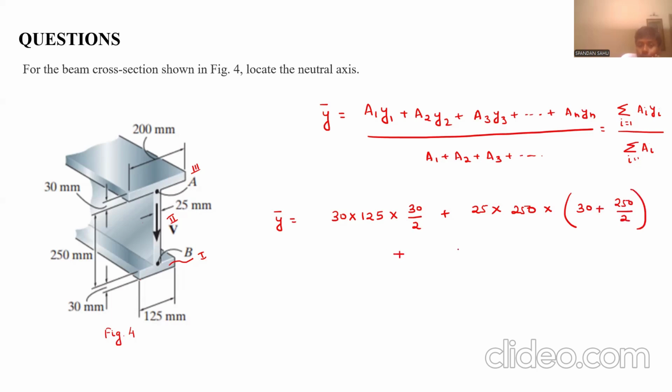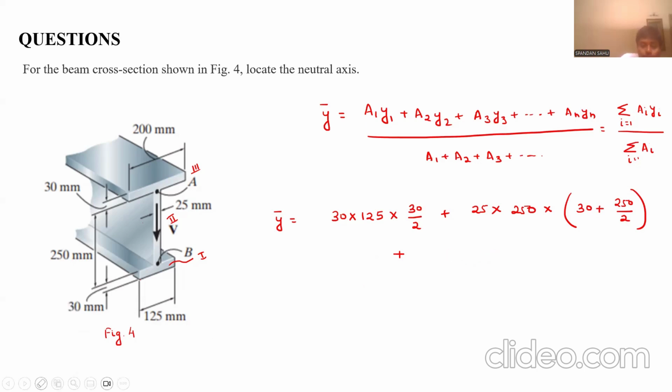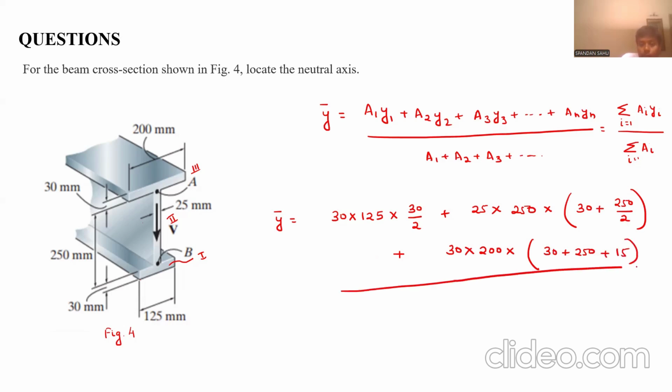Then what will be the area of A3? It will be 30 into 200, into how much? It will be 30 plus 250 plus 15. By, write the area, 30 into 125 plus 25 into 250 plus 200 into 30. Just calculate it and write the value in the chat box.